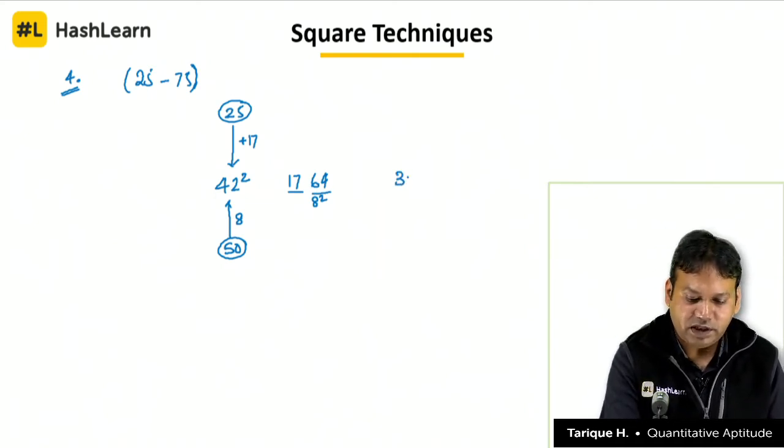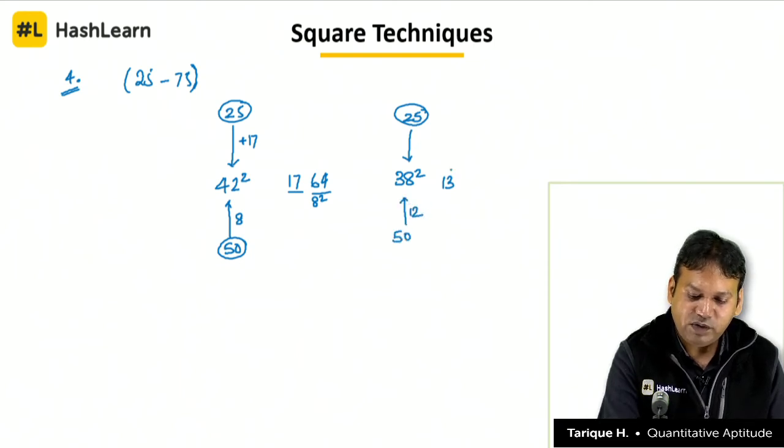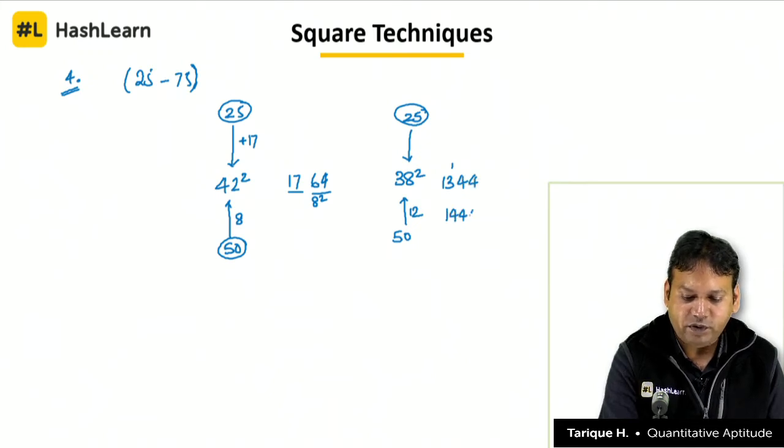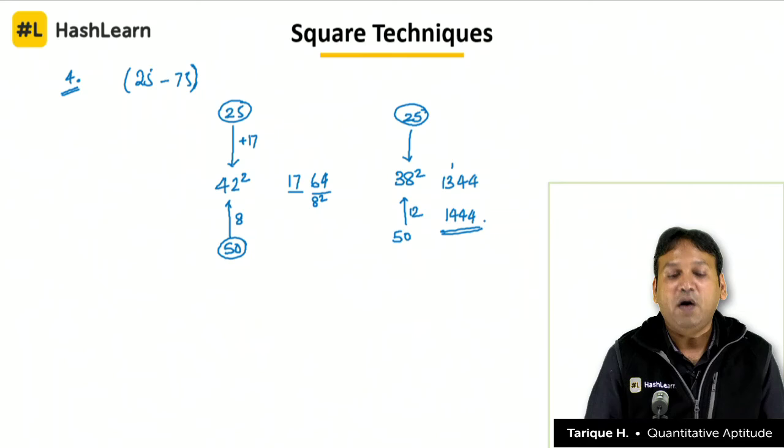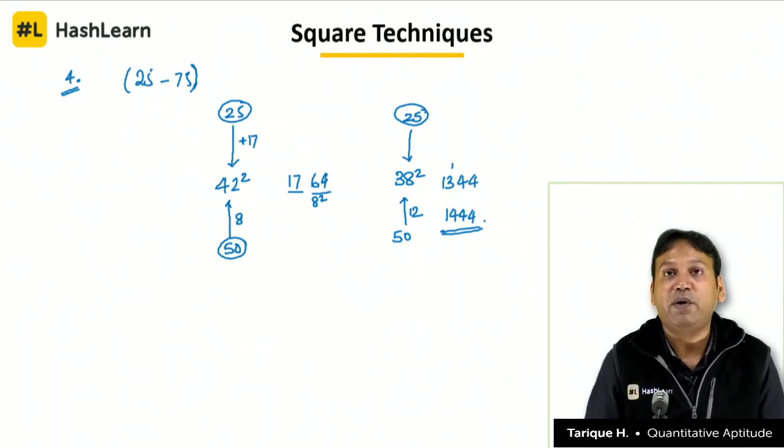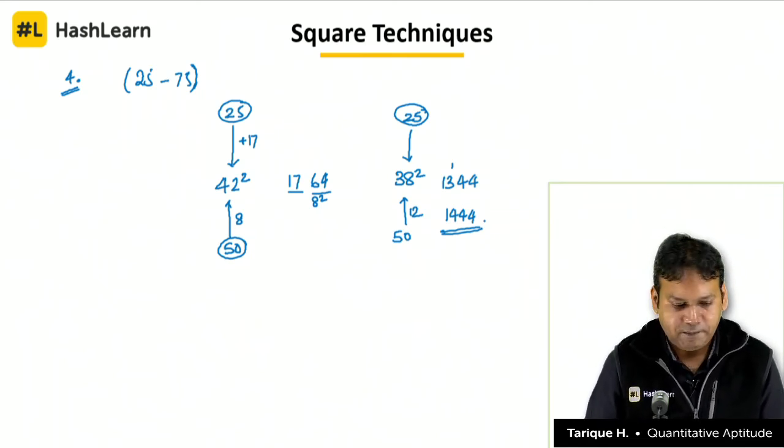You can take any number and try it out. Let us say for example 38 square. Just keep in mind the two reference points. What is the difference from 25? 13. And from 50 it is how much? 12. And 12 square is 144, so 1 is carried here, and the answer becomes 1444. This technique is for all the numbers in the range of 25 to 75.